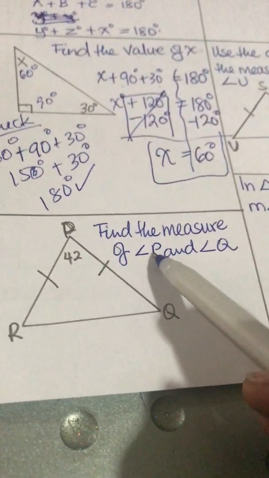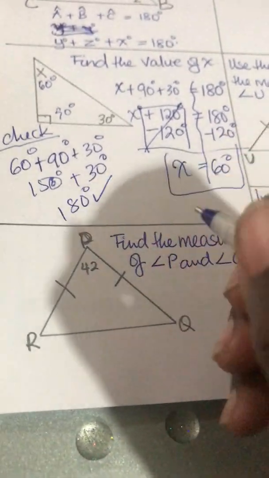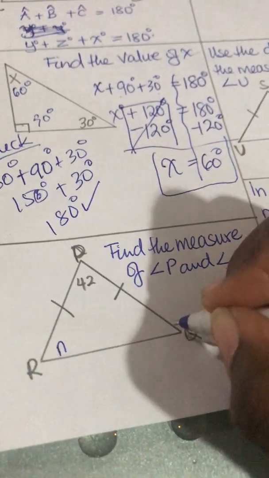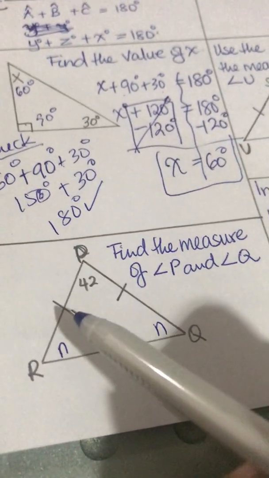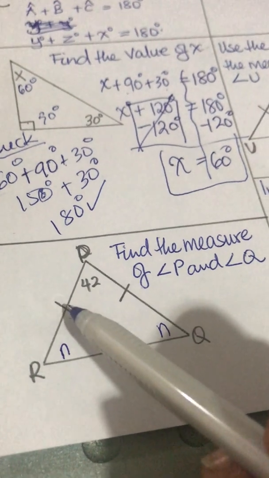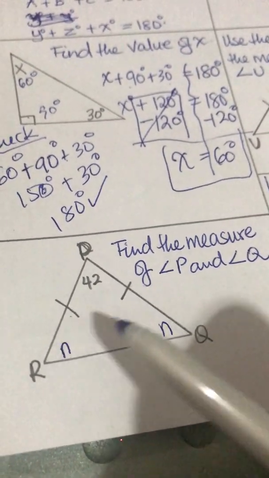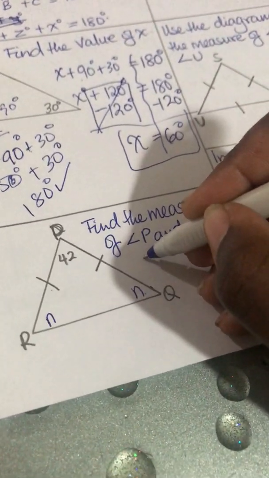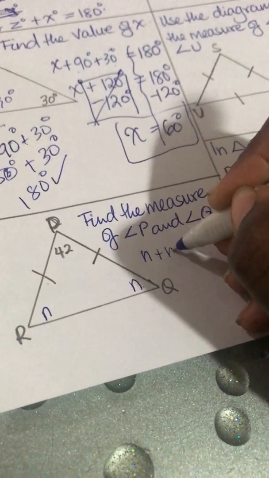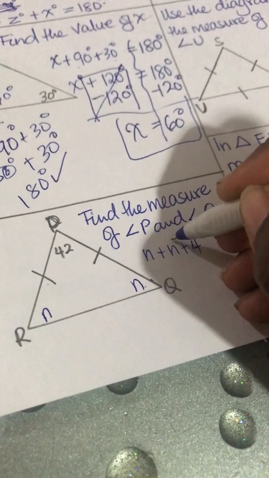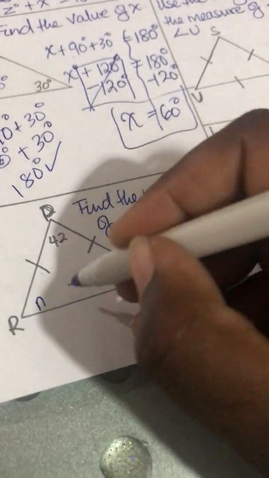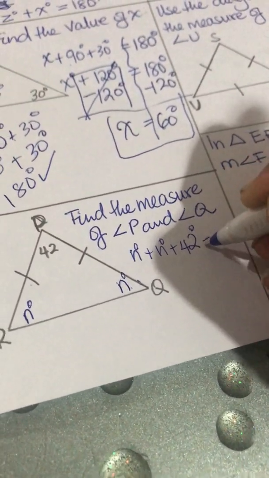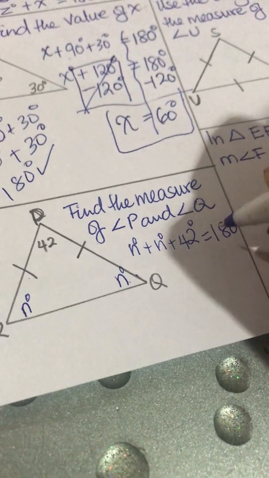Find the measure of angle P and Q. I will write here N and N. How do I know? Because it is isosceles. Because I saw these two marks, then these two angles have to be the same. Then I will write my equation. N plus N plus 42 equals 180 degrees.